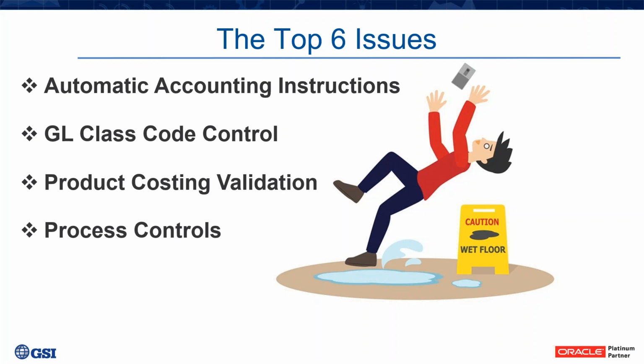Similar situation with work orders. We do issues, we do completions, we do partials. How are those transactions accounted for? When do we run manufacturing accounting, and how do we make sure that there are no problems in there?